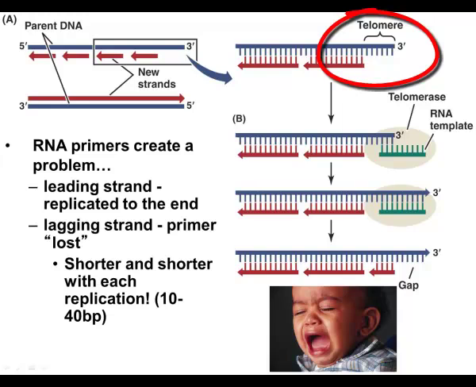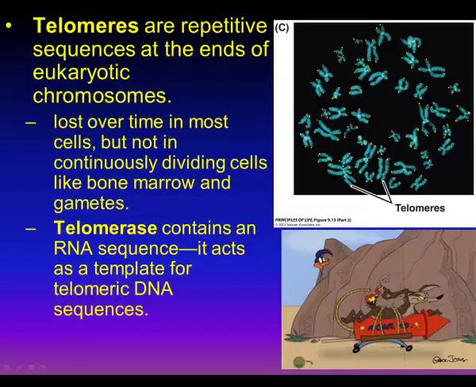So what happens then is that in the absence of any other action, the chromosomes actually get shorter and shorter with each round of replication, somewhere between 10 to 40 base pairs. And you can see this poor little guy on the bottom of the screen. He's not very happy to hear that his chromosomes are getting shorter. Let's take a closer look at these ends of the chromosomes.